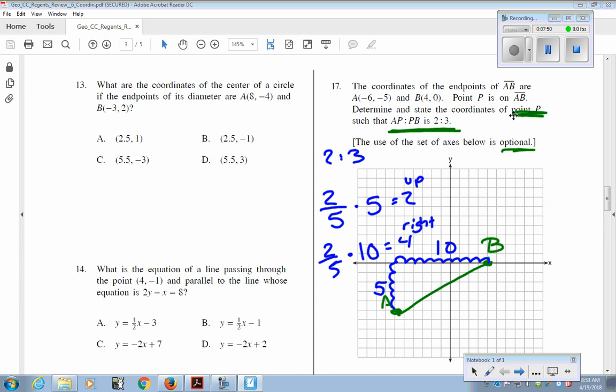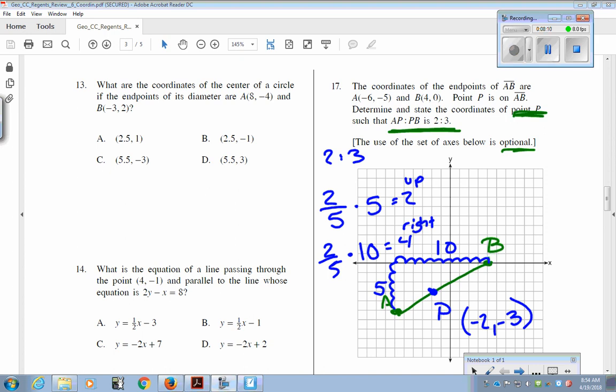So in the case of this one, up 2, right 4, this is going to be the location of P, which ends up being -2, -3. So that's the first way to do this question.